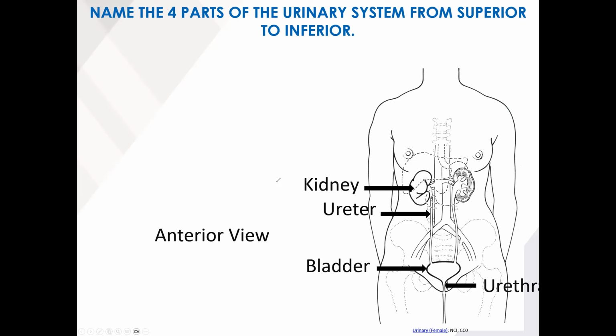So, kidneys are the most superior thing. They produce urine. Then the urine travels down a ureter to get to the bladder, which is for storage. And then the urine will leave the body via the urethra. Kind of cut off urethra there, but we can still see the organ.